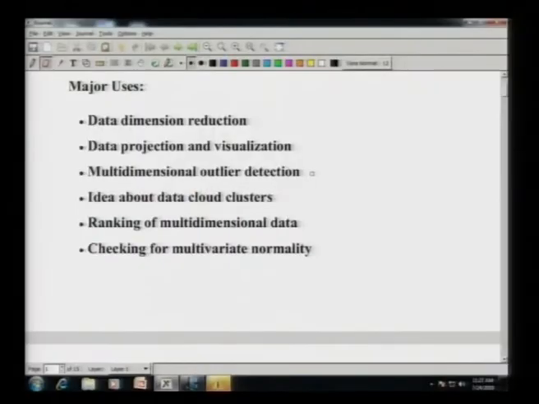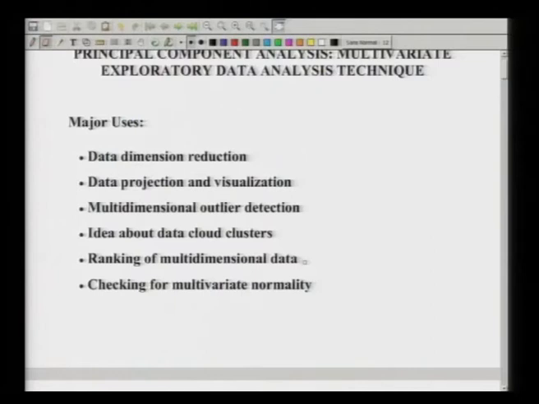Now, once we project the multivariate data in the 2-dimensional or 3-dimensional plane, it serves some other purposes. We can see whether there is any outlier present in the data, hence we have multidimensional outlier detection. We have an idea about the data cloud clusters, that is the grouping of the data, right. Some of them will form one group, some others will form another group. And we can also do ranking of multidimensional data, on the basis of the first principal component.